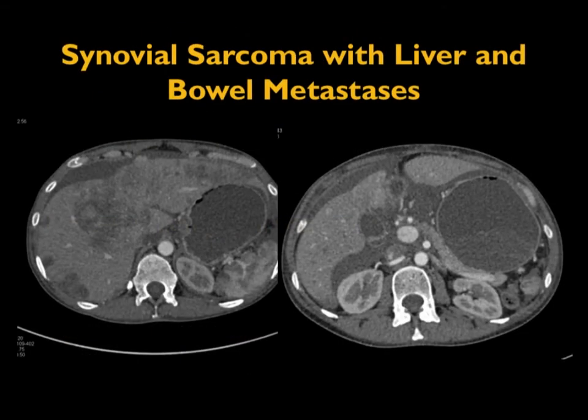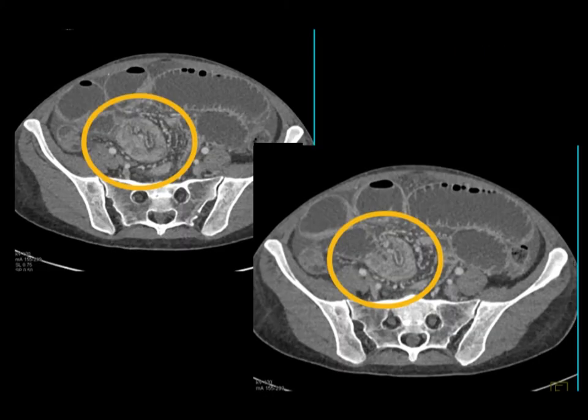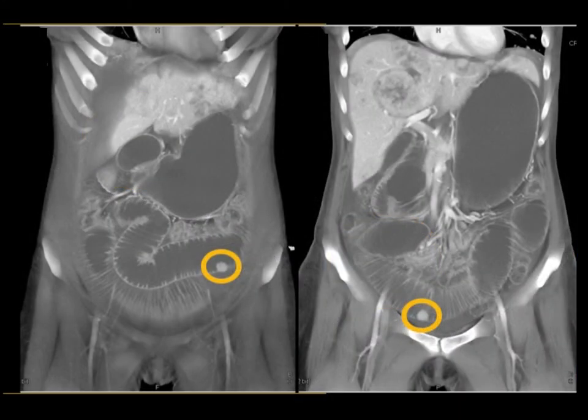This patient has synovial sarcoma. Look at the liver Mets, ascites. Then look at the bowel. The bowel is obstructed, but you can see there's masses in the bowel because the patient has multiple intussusceptions, nicely shown on this set of images. And then you look at the views in coronal, and you see the patient has multiple enhancing nodules in the small bowel. And these nodules were the ones that were causing the intussusception.